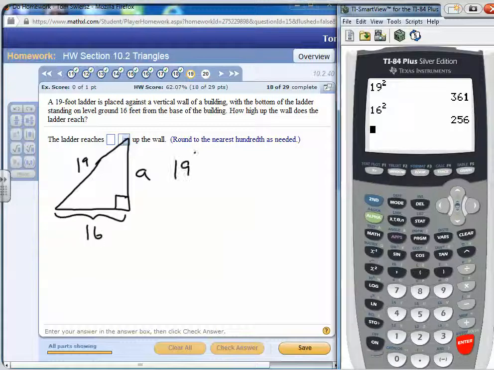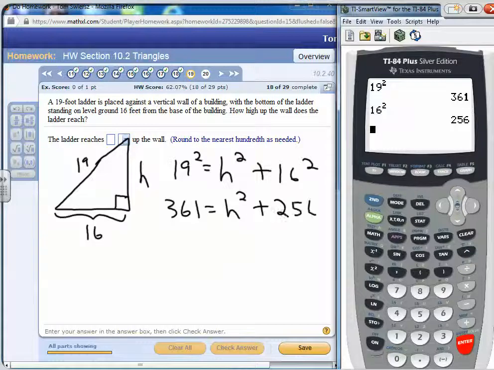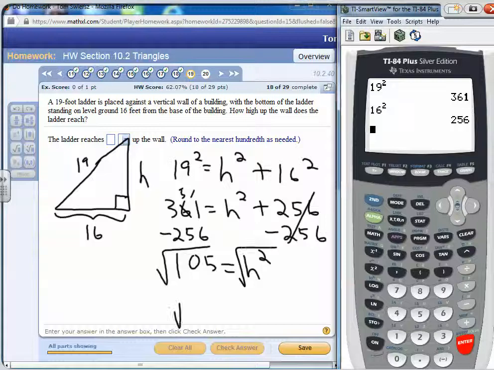So again, 19 squared equals, I call it h, or a, it doesn't matter which variable. H for height is equal to the height squared plus 16 squared. 19 squared we did on our calculator, 361 equals h squared plus 16 squared, which is 256. Subtract 256 from both sides, so that then we just get h squared. When we do that, we get 105. So if we take the square root of both sides, the square root of 105 is equal to h. The square root of h squared is h, which is what we want to solve.